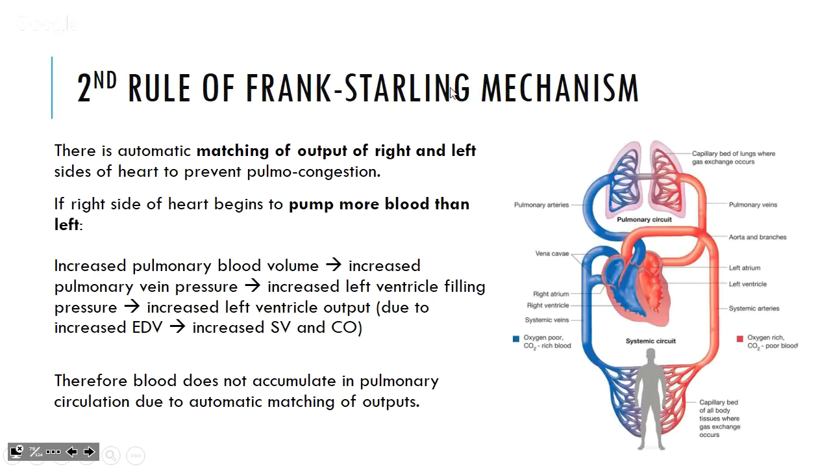Second rule of Frank Starling: if there's an increase in right-sided blood, there'll be an increase in left-sided output. If there's a lot of blood in the right side, it will go to the left side, and there'll be a lot of blood in the left side, and that will result in a lot of blood being pumped out of the left side. So the left and right side will always match up. If there's too much on the right, it will get pumped out through the left. So that's just the second rule.